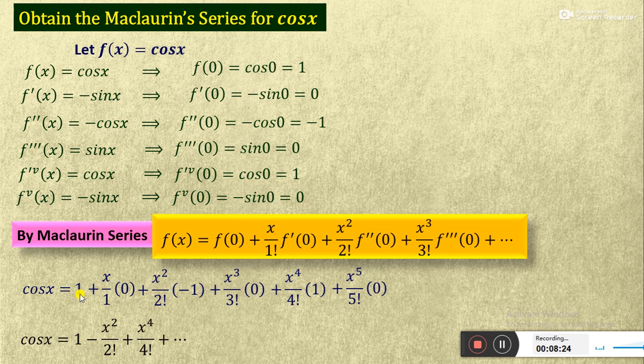So from this I write 1, x into 0 is 0, x square by 2 factorial into minus 1 gives minus x square by 2 factorial, x cube is 0, x power 4 by 4 factorial, it goes on, plus etc. This is the answer for cos x. Therefore cos x equal to 1 minus x square by 2 factorial plus x power 4 by 4 factorial plus etc. This is the answer for cos x.